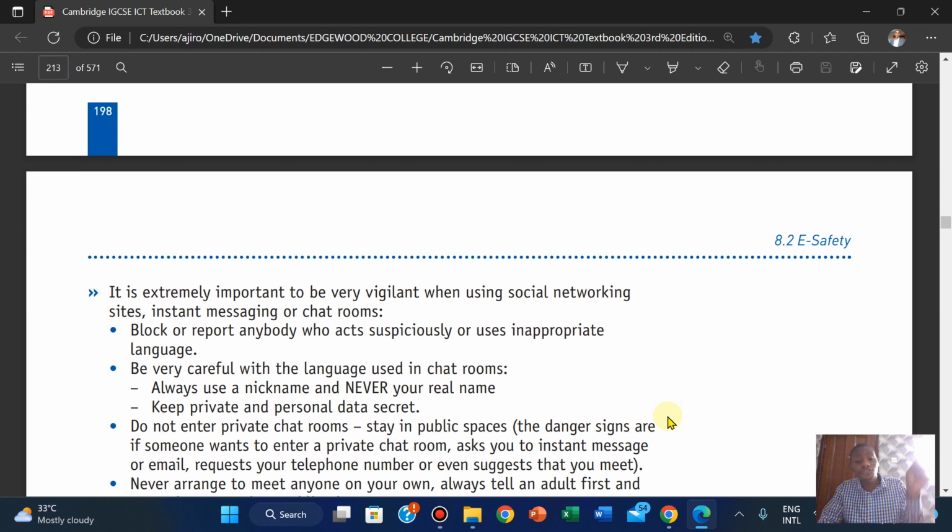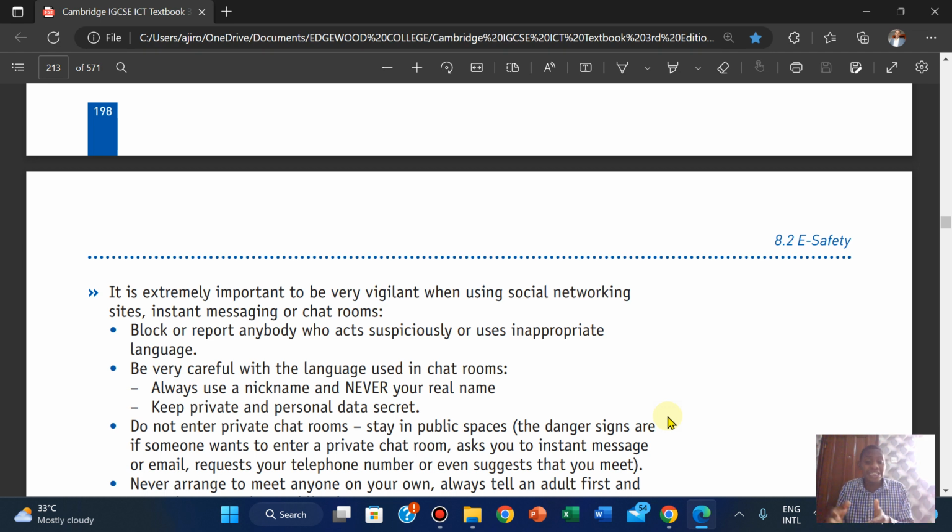So it is extremely important to be very vigilant when using social networking sites. Okay, be very vigilant when you're using instant messaging or chat rooms. Be careful. Block or report anybody who acts suspicious or uses inappropriate language. Okay, be very careful with the language that you use in the chat room, because you are anonymous, or you are on a chat platform where nobody is seeing you. That doesn't mean you have to say abusive words, or what we call cyberbullying. Don't bully people online. Don't bully them.